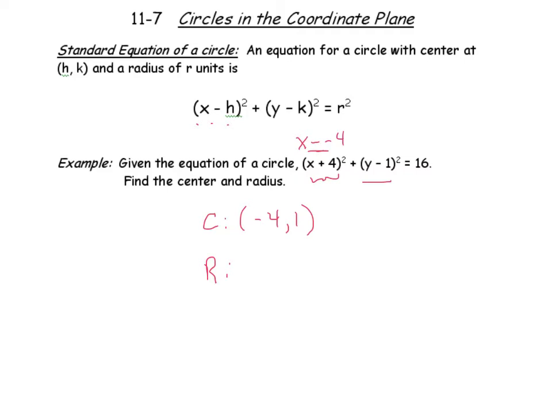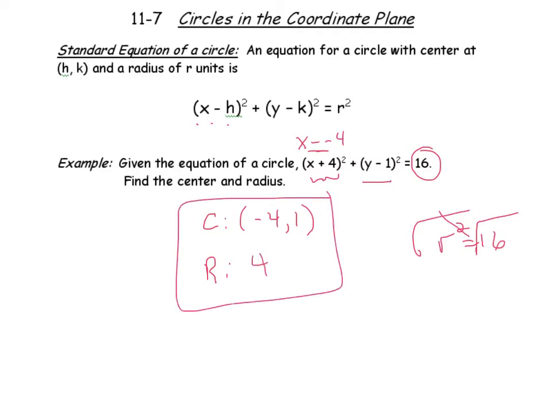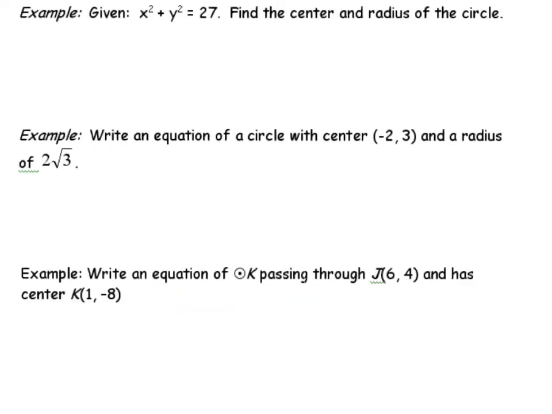Now, the radius is r. This is r squared. r squared equals 16. So for your radius, all you have to do is take the square root, and you get your radius of 4. I would like for you to do this first example, please. So pause and then come back, please.